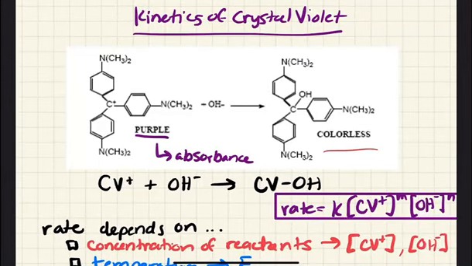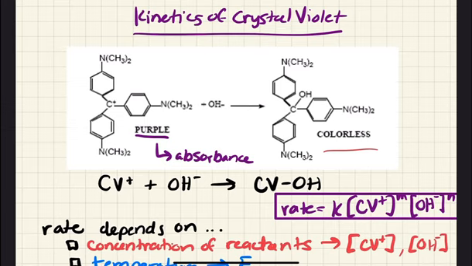This week in lab, we'll be looking at the kinetics of a reaction of a dye called Crystal Violet. This is a purple dye, which is why we have the name, but it will react with hydroxide and form a colorless molecule, as shown in this reaction here.